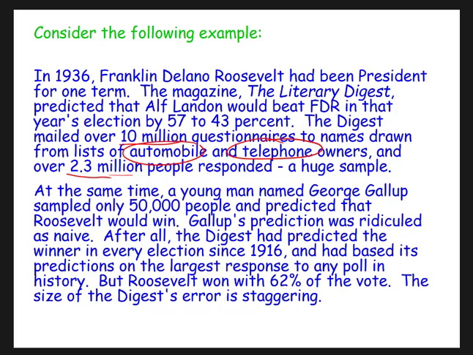After all, the Digest had predicted the winner in every election since 1916 and had based its predictions on the largest response of any poll in history. But Roosevelt did win by 62% of the vote. The size of the Digest error was staggering. So what caused that error?